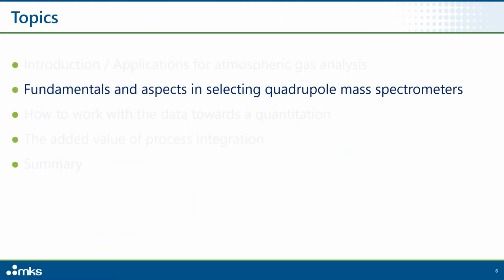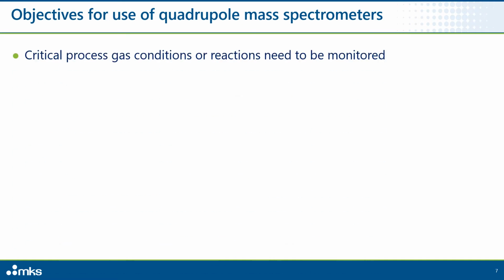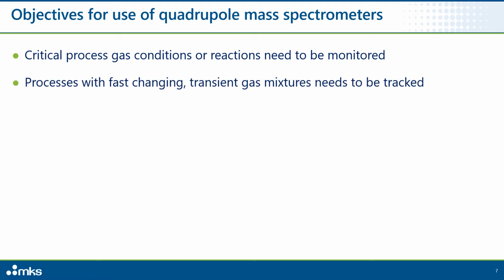Let me move on now with some fundamentals and aspects in selecting quadrupole mass spectrometers. So why do you want to use a quadrupole mass spectrometer? You may have a critical process or reaction where the gas mix needs to be monitored. Undesired reactions or conditions need to be identified. You may also have a gas mix which is changing very fast, and you need to follow these fast changes.